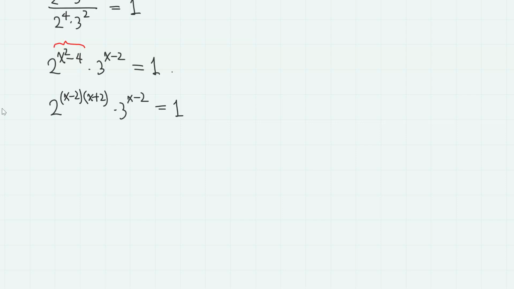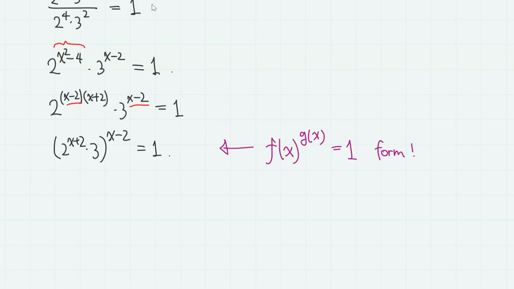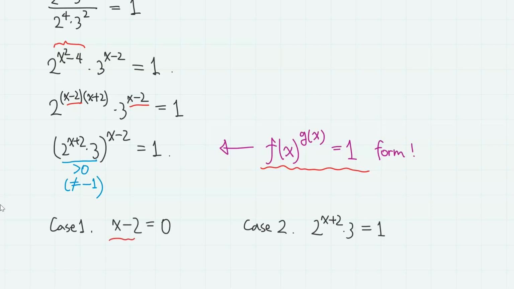Notice that now we have a common exponent x minus 2. Therefore, we can write (2 to the power of x plus 2 times 3) to the power of x minus 2 equals 1, which is this form. Now, this base part is always positive, so it cannot be minus 1. Therefore, there are only 2 cases left for us to investigate, which are either the exponent x minus 2 equals 0 or the base 2 to the power of x plus 2 times 3 equals 1.